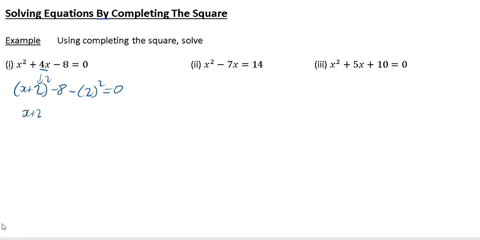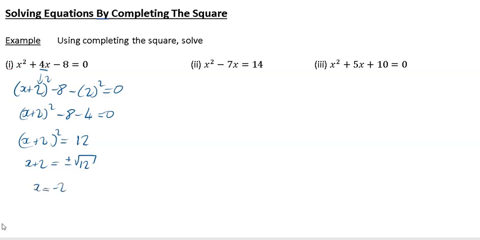So that's just going to be x plus 2 all squared minus 8 minus 2 squared, which is minus 4, is equal to 0. So that's x plus 2 all squared equals, and the minus 8 and the minus 4 go across the other side, and they will become 12. So then x plus 2 all squared is equal to 12. That means x plus 2 is equal to plus or minus the square root of 12. A lot of people forget about that one. And then x is equal to minus 2 plus or minus the square root of 12.